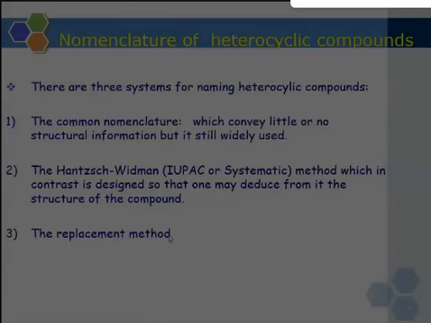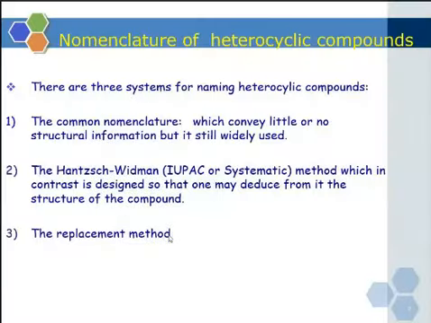Till now, in organic chemistry, you have come across various straight chain compounds, their derivatives, as well as fused ring structures like naphthalene, anthracene, etc. However, you have not read these heterocyclic compounds. So let us see how the nomenclature of these heterocyclic compounds is done.